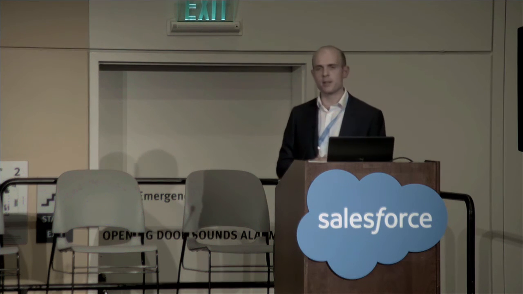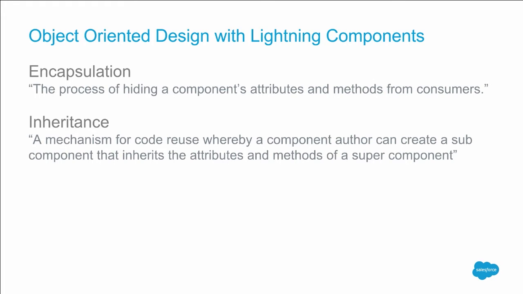So what is an encapsulation? Well, it's the process of hiding a component's attributes and methods from the consumers. You only expose to the outside world that which they need to know in order to interface with your component. And what this allows you to do is essentially decouple your components. The provider of a component is free to change the inner workings as long as they maintain the same outward interface for consumers.